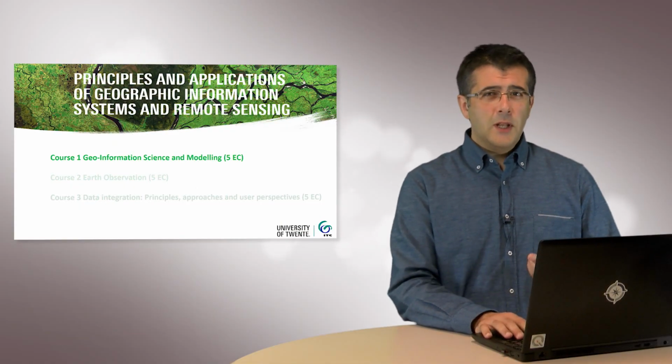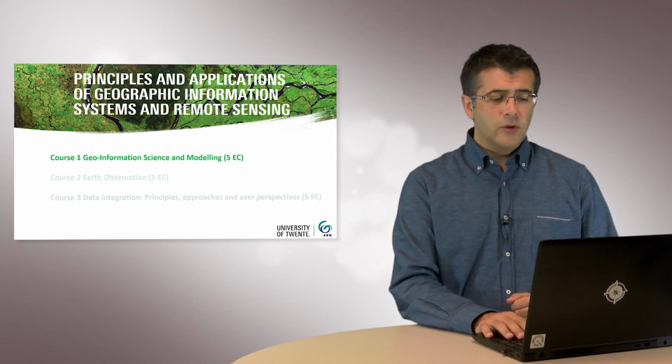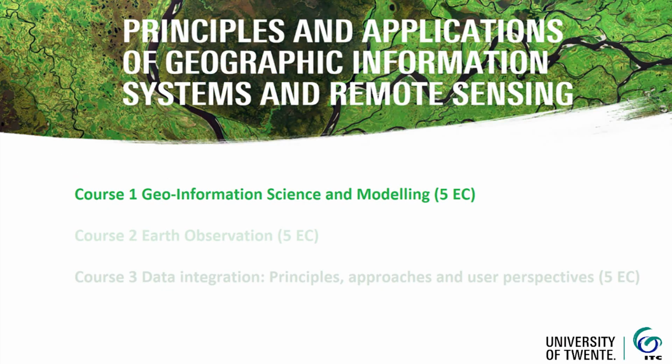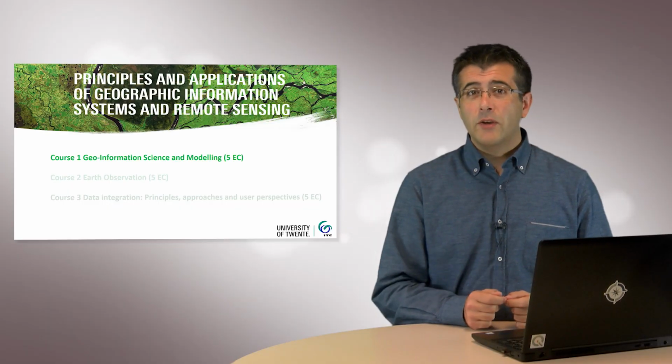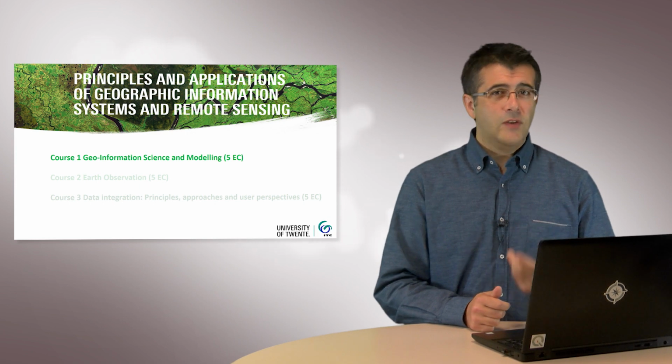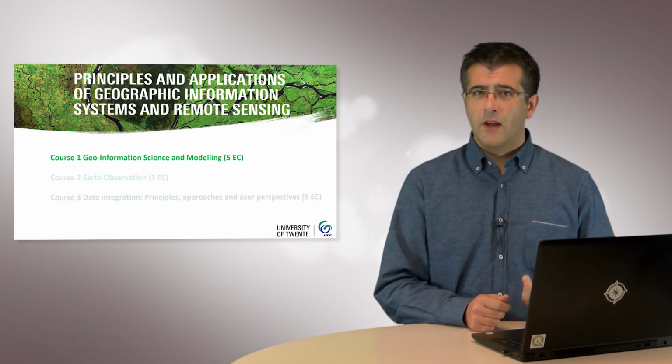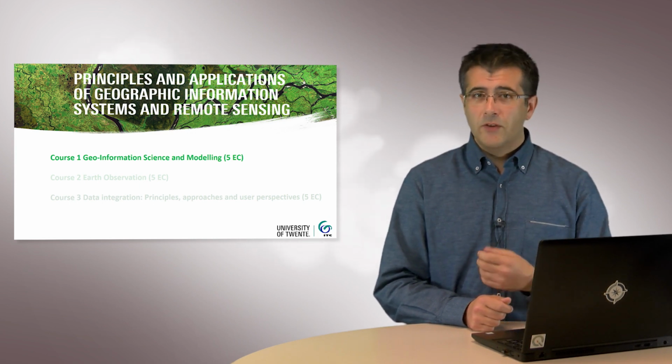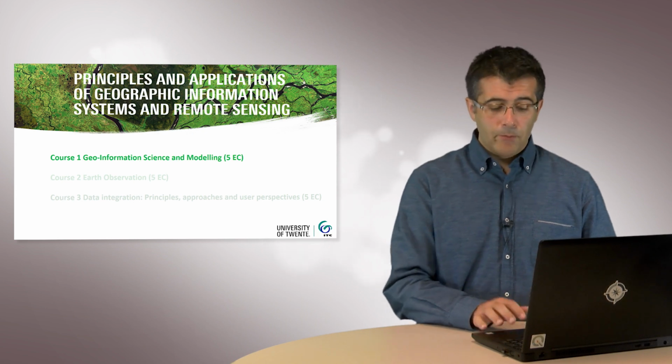Now, let's take a closer look at each of these courses individually. So, the first one is Geographic Information Science and Modeling. The main objective of this course is that you will be able to understand what geographic information science is. Understanding geographic information science will require that you use a geographic information system to enter, manipulate, analyze, model, visualize, and disseminate geospatial data.